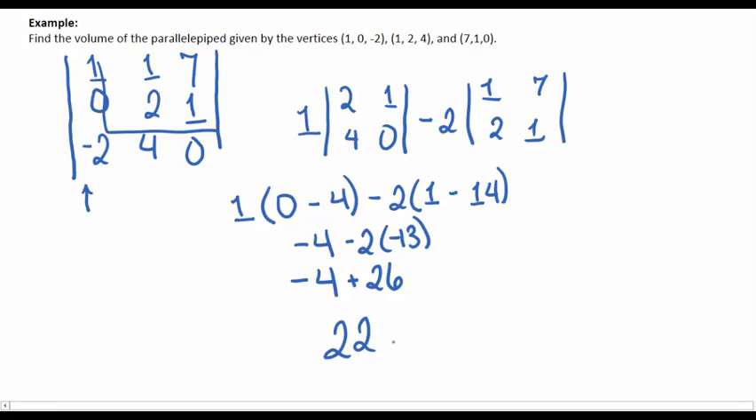And it's important to notice that every time you calculate the area or the volume this way, you should end up with a positive number. If you do end up with a negative number, all you need to do is take the absolute value.